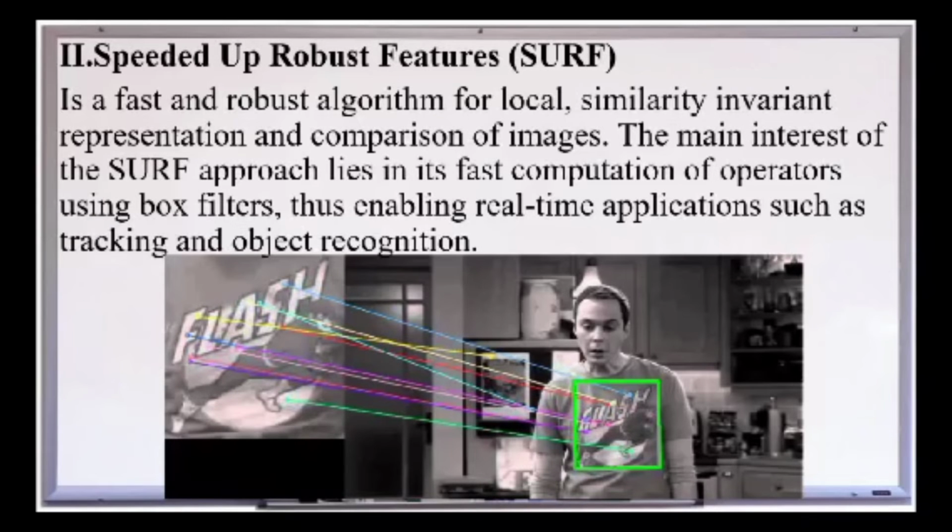So the second is speeded up robust features or SURF. It's a fast and robust algorithm for local, similarity invariant representation and comparison of images. The main interest of the SURF approach lies in its fast computation of operators, using box filters as what you have seen in the photo, thus enabling real-time applications such as tracking and object recognition.